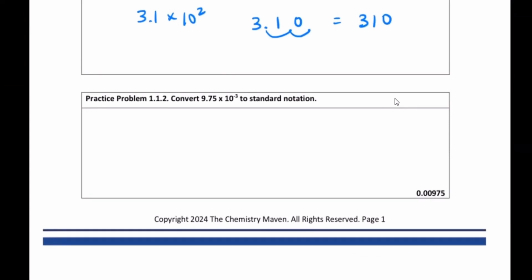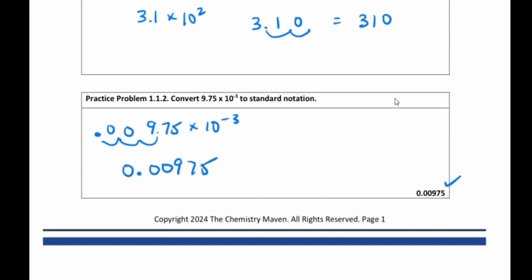So if you're back, it means that you've solved this problem already. 9.75 times 10 to the negative 3. Notice that the exponent is negative, which means we're going to move the decimal to the left, and we're going to move the decimal to the left 3 places. So we're going to go 1, 2, 3. So here's our decimal. So our number becomes, and I always put a 0 before my decimals, 0.00975, which hopefully is this number as well.